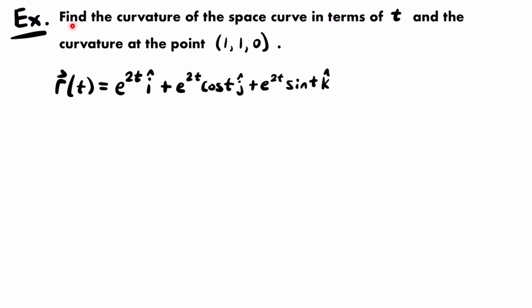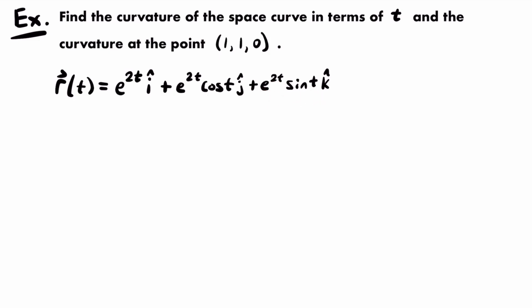For our next example, we want to find the curvature of the space curve in terms of t and the curvature at the point (1, 1, 0). Okay, so we have two missions in this problem. We first want to find a general expression in terms of t that represents the curvature of the space curve, but then we want to find the specific curvature at a particular point, a point that has coordinates of 1, 1, and 0. And that point is on this curve represented by this vector function. r(t) is equal to e^(2t) i plus e^(2t) cos t j plus e^(2t) sin t k.